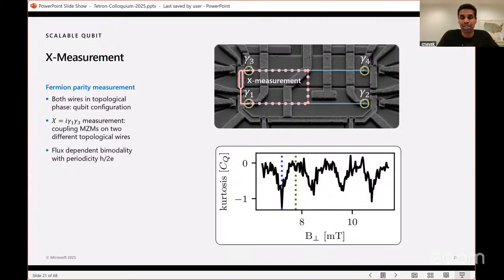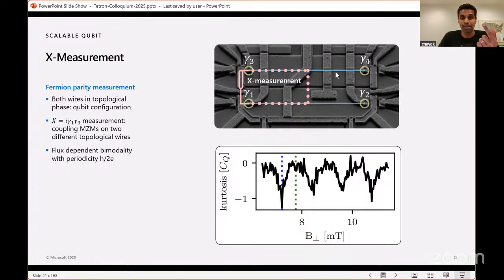So kurtosis is a statistical measure of a distribution that is basically measuring non-Gaussianity. Or this is actually often called the excess kurtosis. So the excess kurtosis is 0 when you have a Gaussian distribution, and it's negative when you have something that's broader than a Gaussian distribution, such as, for instance, a bimodal distribution or multimodal distribution. Okay. So as we'll see, this is a sign that we have bimodality and that the bimodality is in fact flux dependent. Okay. So that's really a good thing because it's showing we are actually measuring an interference phenomenon.